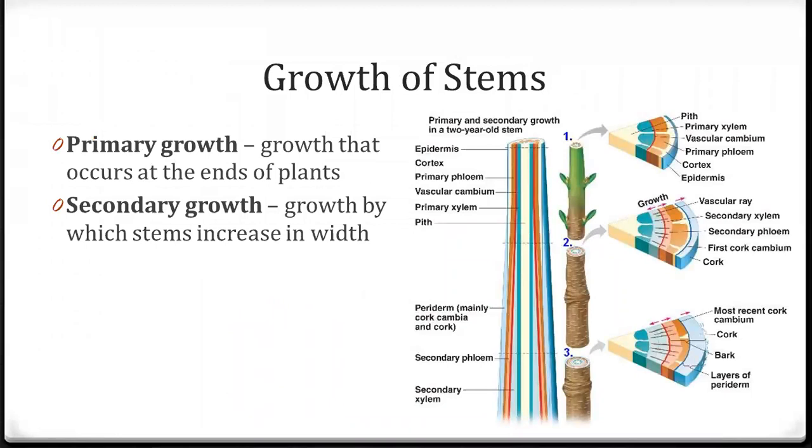Okay, growth of stems. The primary growth is growth that occurs at the end of plants. So it's basically what makes them taller. Secondary growth is the growth by which stems increase in width.